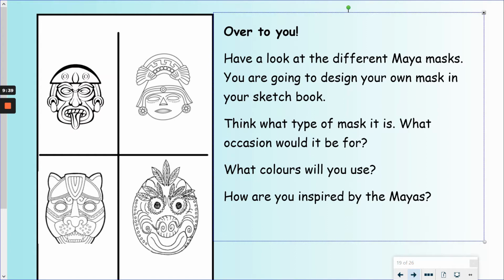You can design the mask in your sketchbook or on paper. Think of what the purpose is, what was the occasion, and therefore what colours will you use. Think about being inspired by the Maya design. I don't just want you to just design a mask. I want to replicate that Maya design in your work. Okay, I'm now going to show you some of my design under the camera.